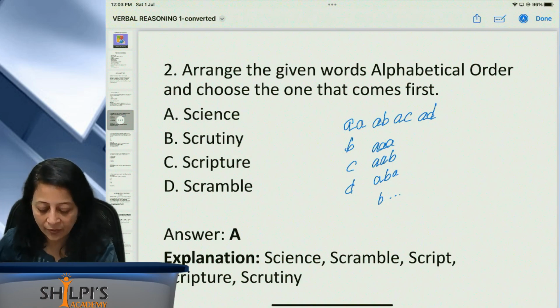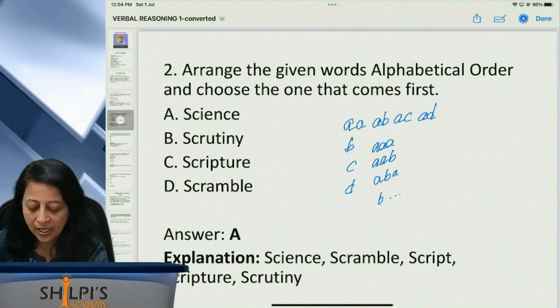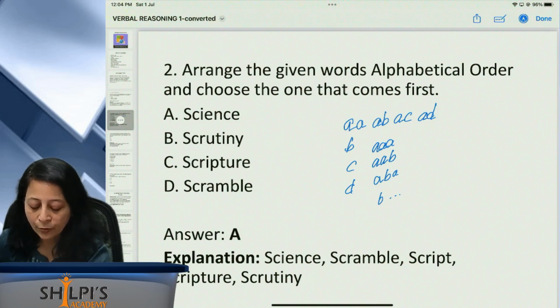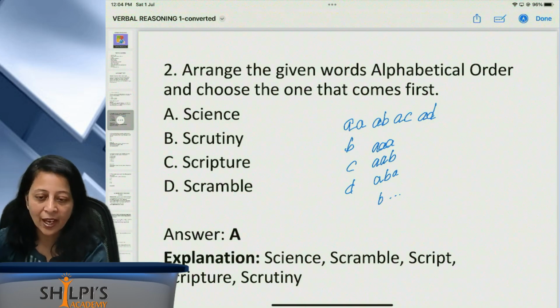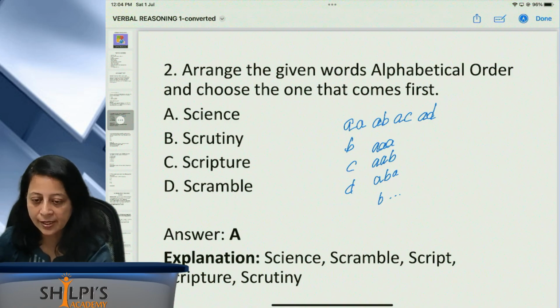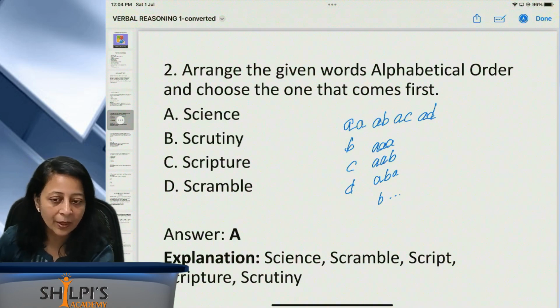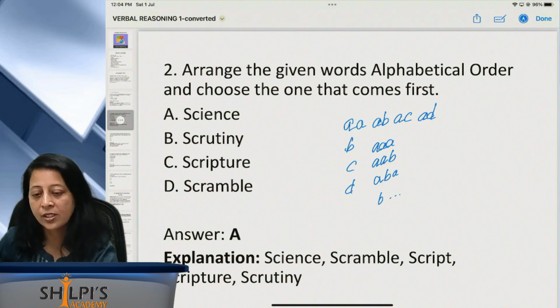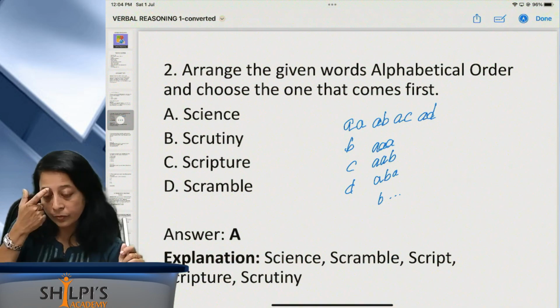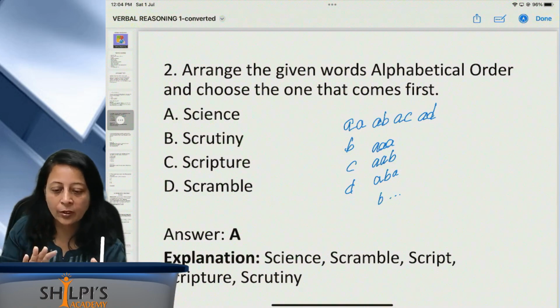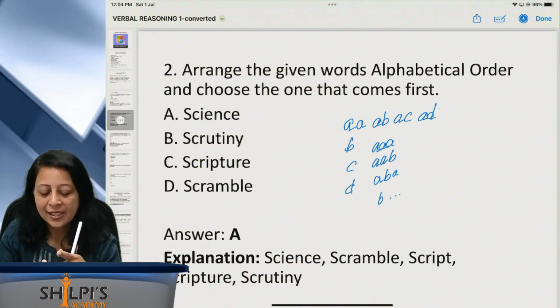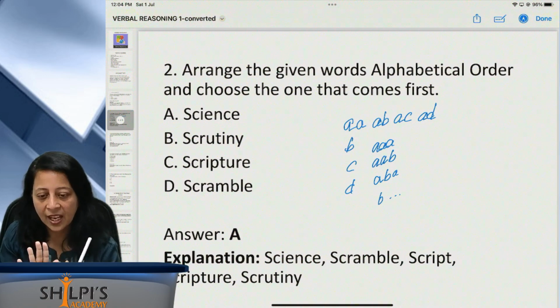So here they have given you science, scrutiny, scripture, scramble. So first is S, that's already arranged for all the words. Then the second letter for everything is C, so that is also already arranged. So the third letter could be either I or R. So let's go with our alphabetical arrangement. We all know that it is A, B, C, D, E, F, G, H, I.